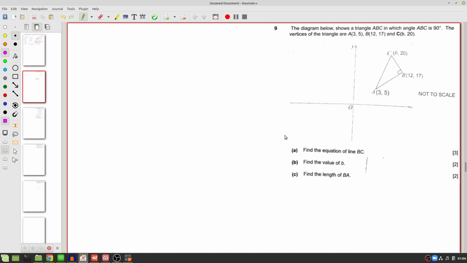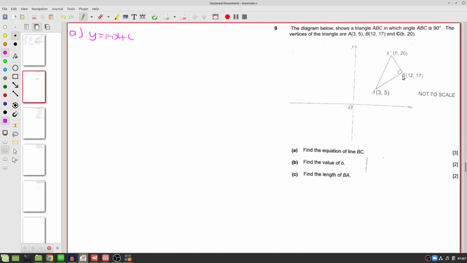Question A, find the equation of the line BC. Okay, BC, that's a straight line. So a straight line has equation y equals mx plus c. So we need to find the m and the c value. Now, the m value, that's the gradient. How do we find the gradient? Well, it's change in y over change in x. But since one of the x values here, the b, is unknown, we cannot readily do that.